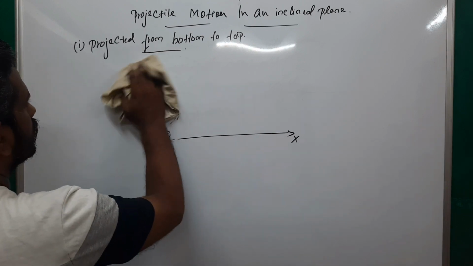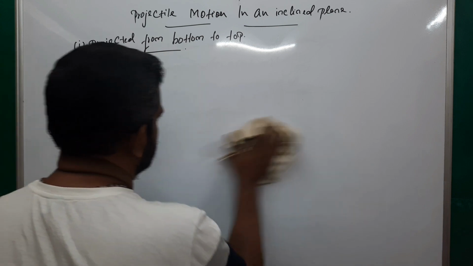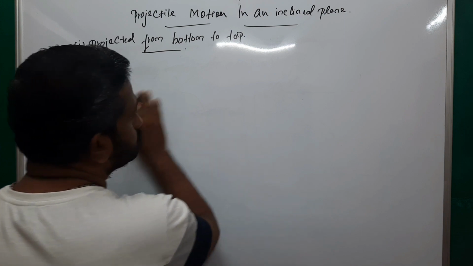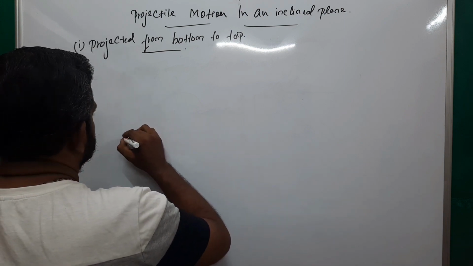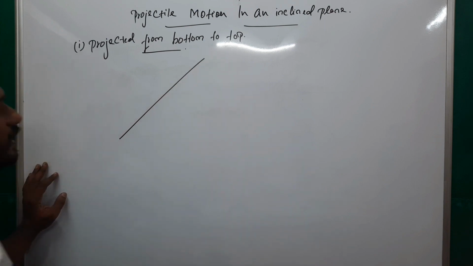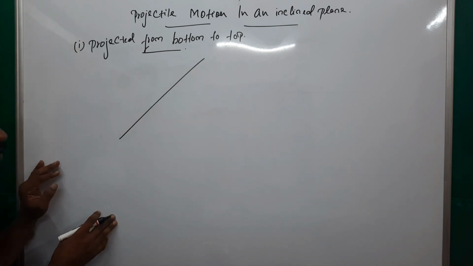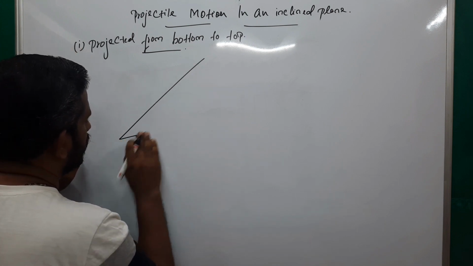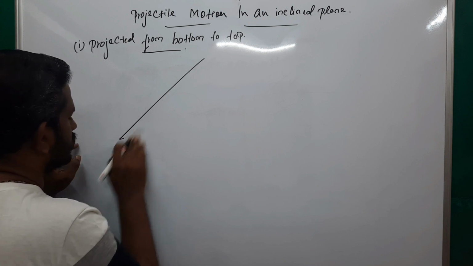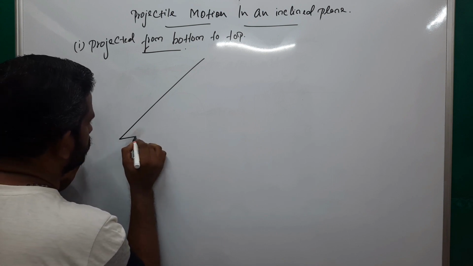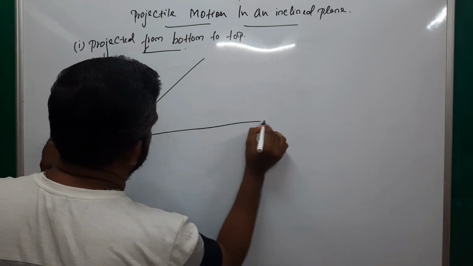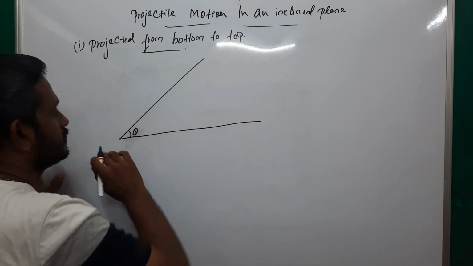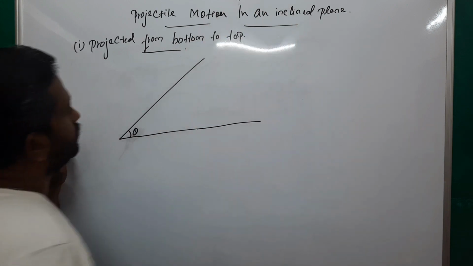Now here we are considering an inclined plane. Inclined plane means this is the inclined plane. So the plane is inclined, not horizontal, inclined at an angle theta with the horizontal plane. Right, at an angle theta. So this is our inclined plane.